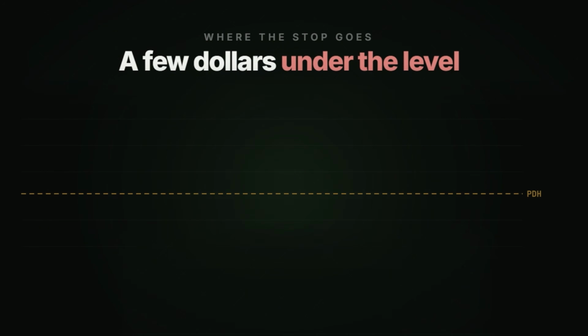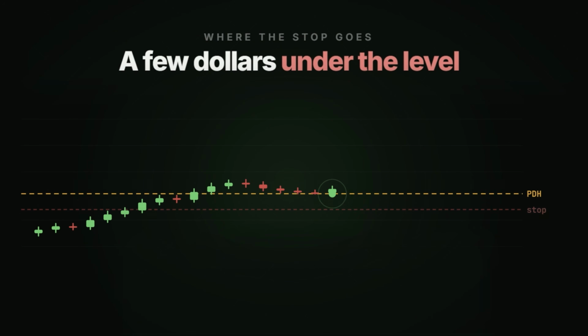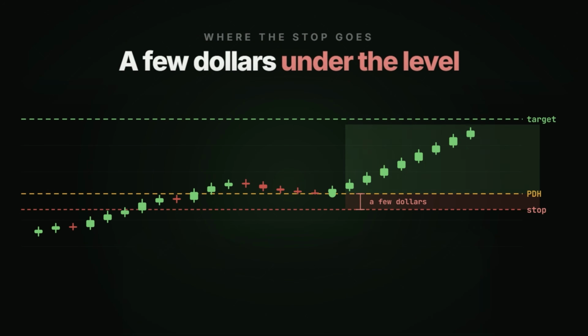So price pushes back to that level, pulls back and touches it and holds. That touch is the entry. The stop sits a few dollars under that level. So when the trade is wrong, it costs a little, but when it's right, there's room to run.